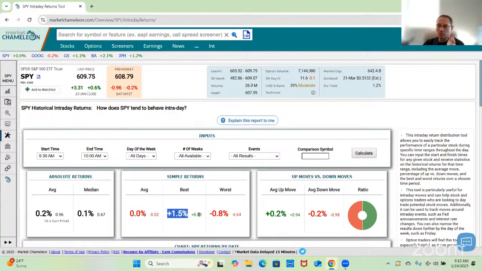And keep in mind, this is from the open. This doesn't count a gap. This would say starting from the opening, 9:30, right? So if it gapped up in the morning, it's not looking at that. It's looking specifically at where it opened till 10 a.m. We could see that in the first half hour, even at the open, we had a pretty big move of 1.5%, which would translate to, if it did that today, $8.88. The worst one to the downside in that half hour of trading was 0.8%, so $4.64.